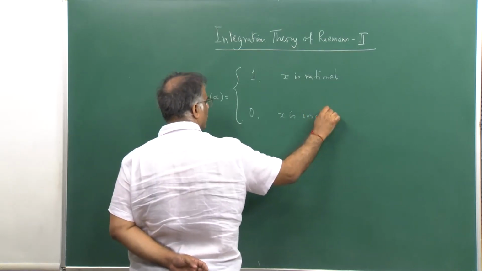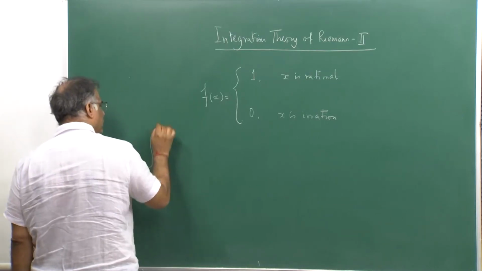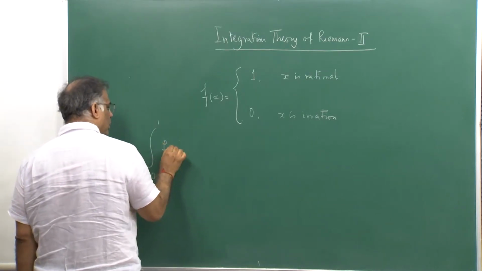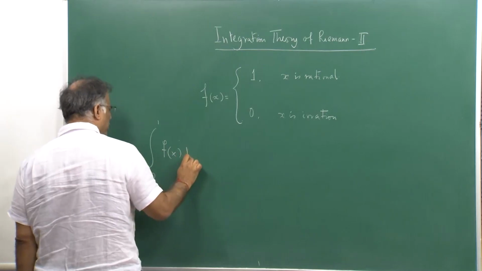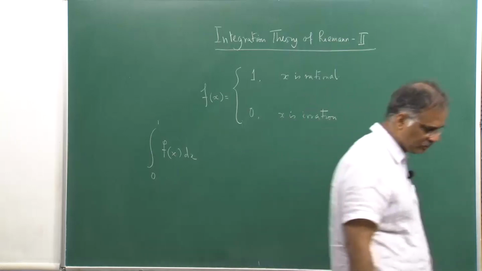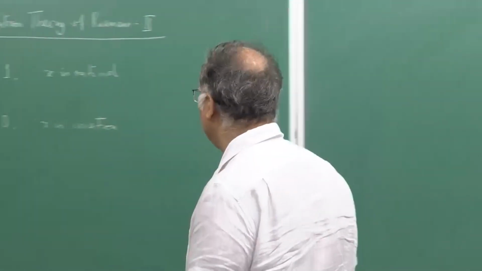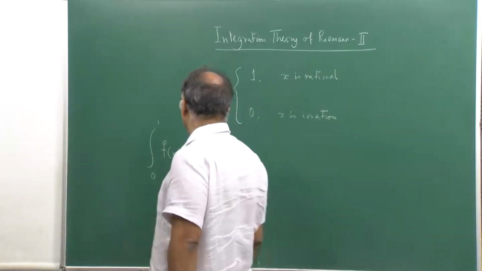So, let us look at this function and let us assume that we want to integrate this function from 0 to 1, f(x) dx. It could be any a to b, it does not matter. I am just putting 0 to 1. So, if I want to find this integral, what does that mean?